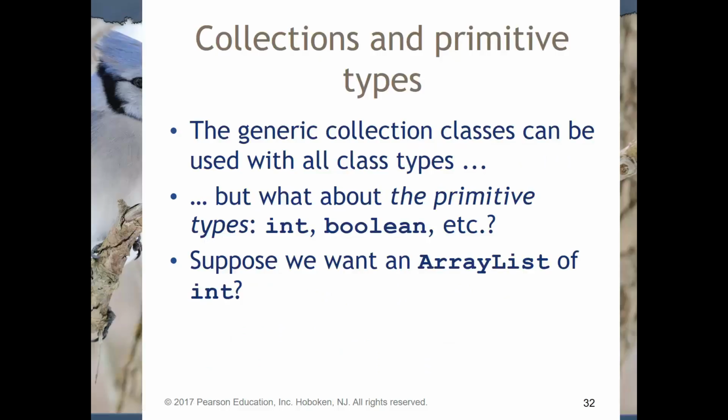Collections and primitive types. The generic collection class can be used with all class types, but what about primitives? Now, if you remember, way back in my lectures, I talked about wrapper classes. Here's where we're going to go into them now. There are other classes that are created to handle this and be able to give you a little more capability. Suppose we want an array list of int, what would you do? Take a moment, think about it, and let me know if you have an answer.